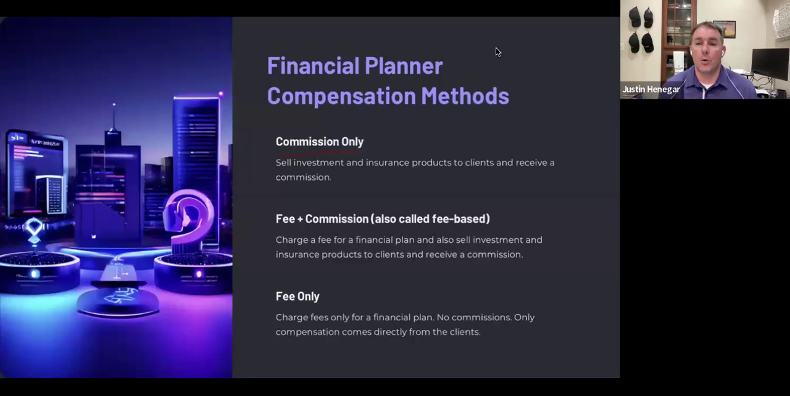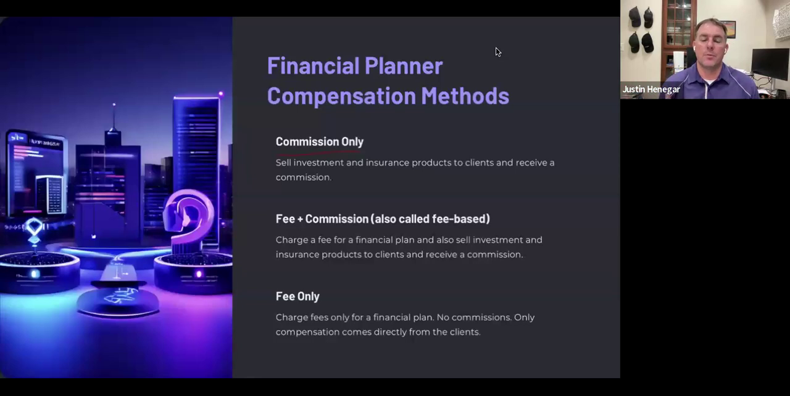Again, that's fine. Fee only. I'm only going to be generating a fee, and I do not receive any commissions. And the biggest point of this is that an advisor can say, I'm a little bit more in line with your goals and objectives, that I don't have any difference whether you buy product A or product B. I'm not getting paid for that.